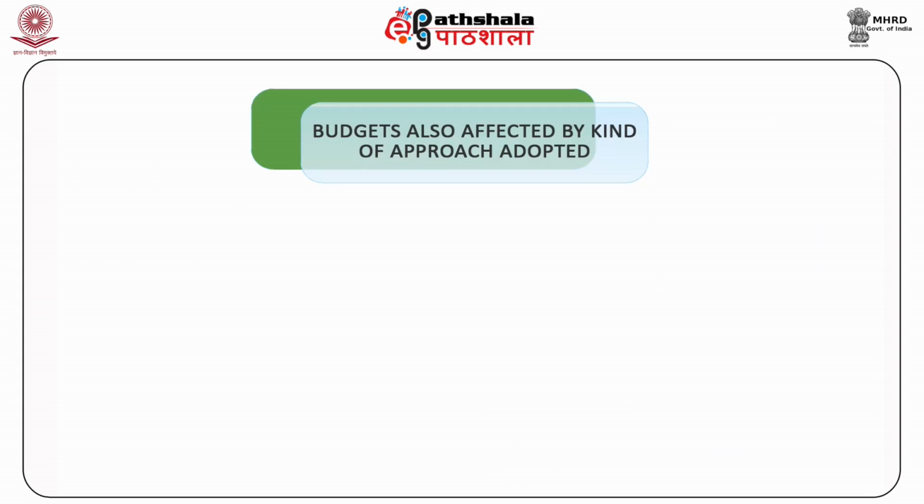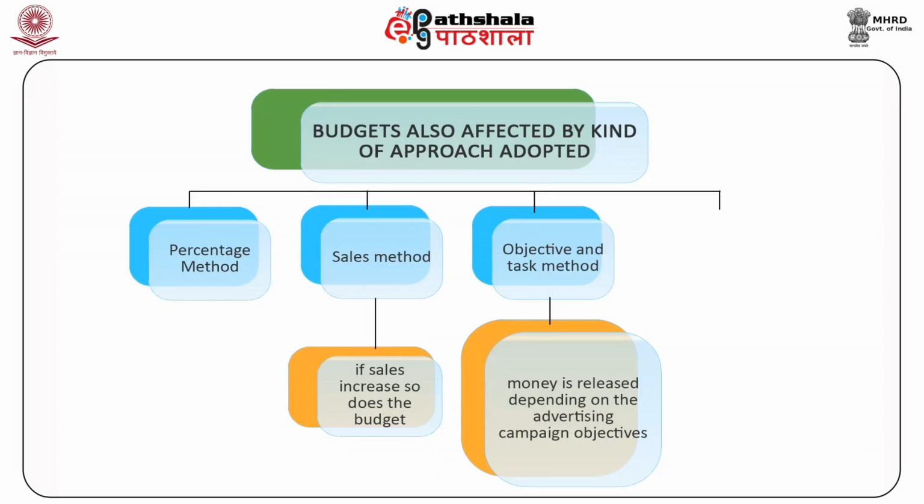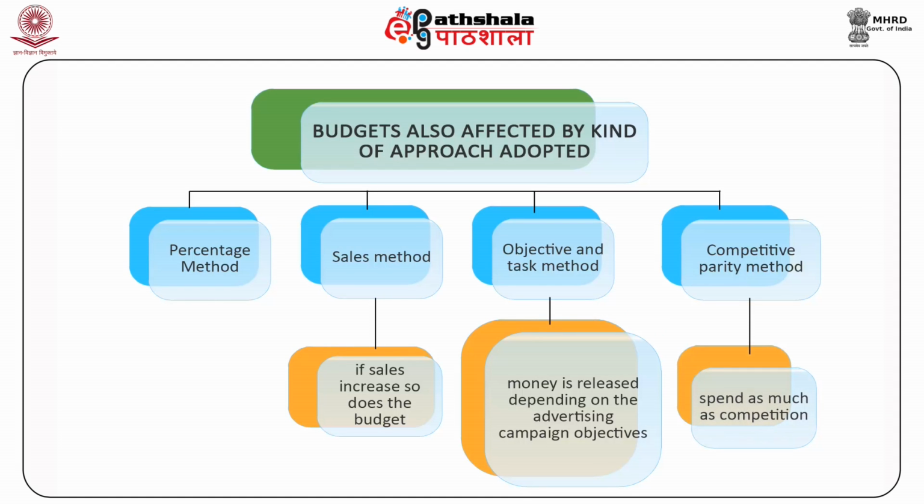Advertising budgets are also affected by the kind of approaches adopted by the organizations. Approaches vary from the percentage of sales method, that is, if sales increase, so does the budget and vice versa; the affordable method, that is, all that is left over after other expenses have been met; the objective and task method, wherein money is released depending on the advertising campaign objectives for the year; and the competitive parity method, in which they spend as much as the competition.